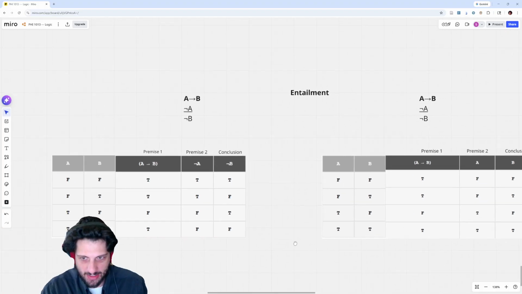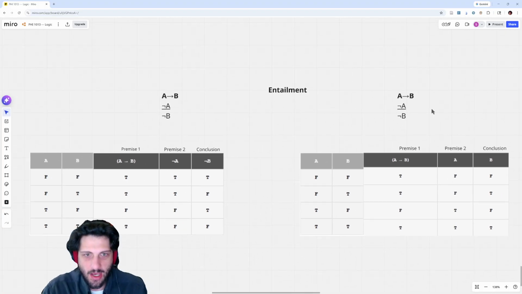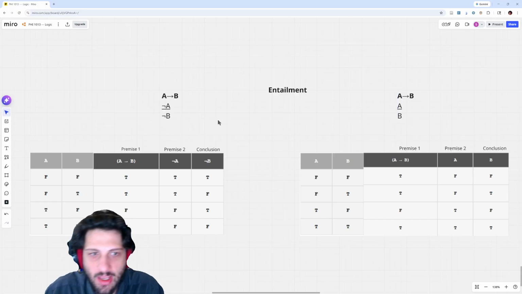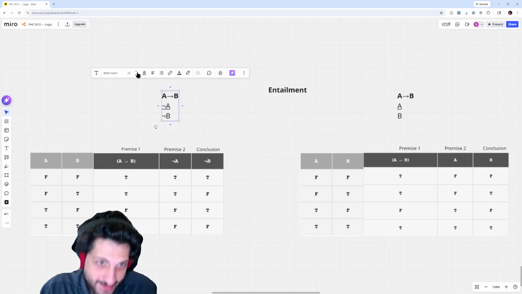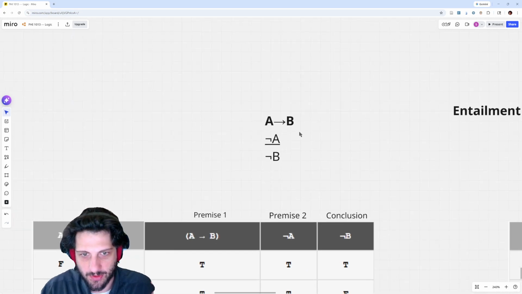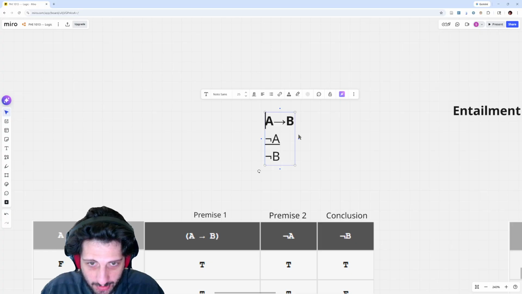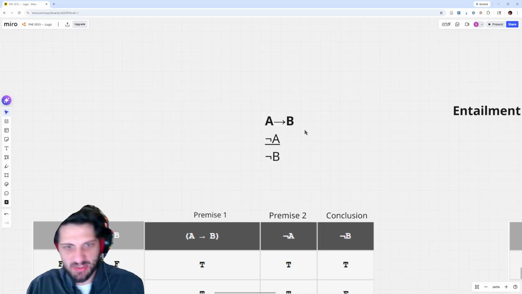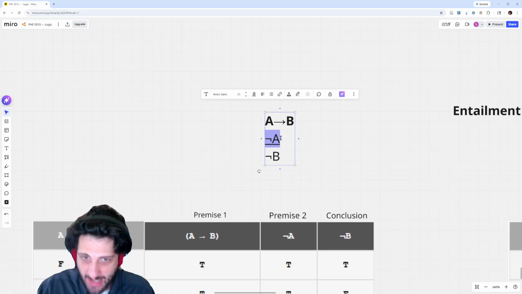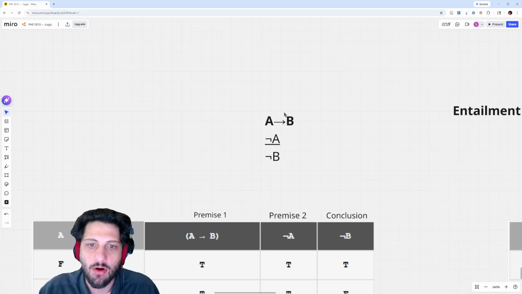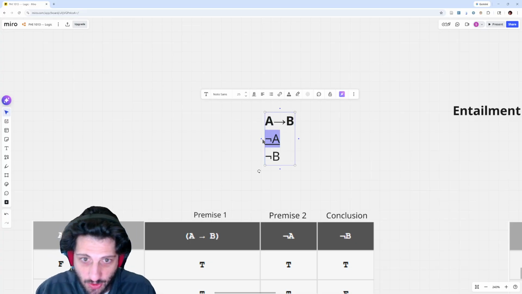So I've copied and pasted two different truth tables here. Actually, let me fix this argument to represent these two different arguments. So let's focus on this one first. This argument says, premise 1, A entails B, right? That if A is true, B has to be true. Premise 2 says that A isn't actually true, and from that, the purported conclusion is, well, okay, then B isn't true either. It's like saying, well, A leads to B, but I don't have A, so that means I don't have B.